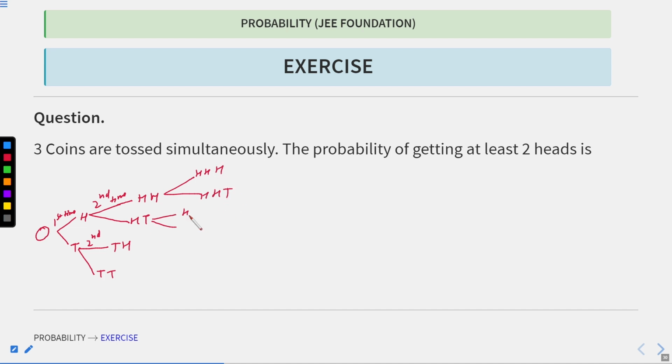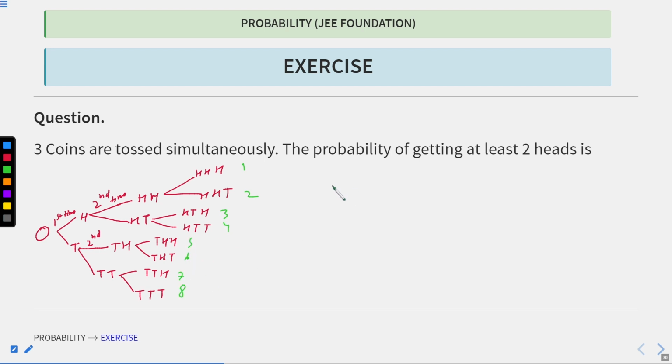For this, head, tail, head, head, tail, tail. And for this, tail, head, tail, tail, head, head. So this will be my head, or this will be my tail, tail, head, tail. And for this, tail, tail, head, tail, tail, tail. If you see, the number of total possibilities are 1, 2, 3, 4, 5, 6, 7, 8.